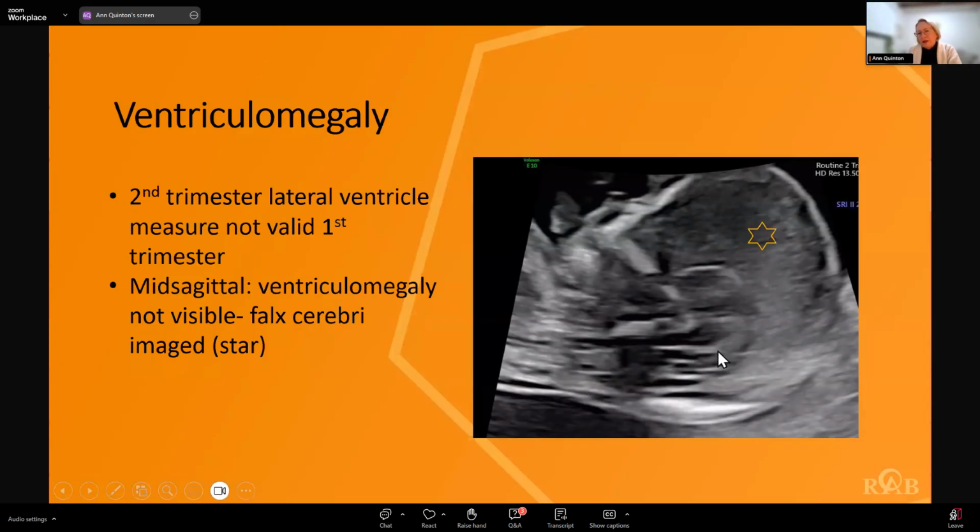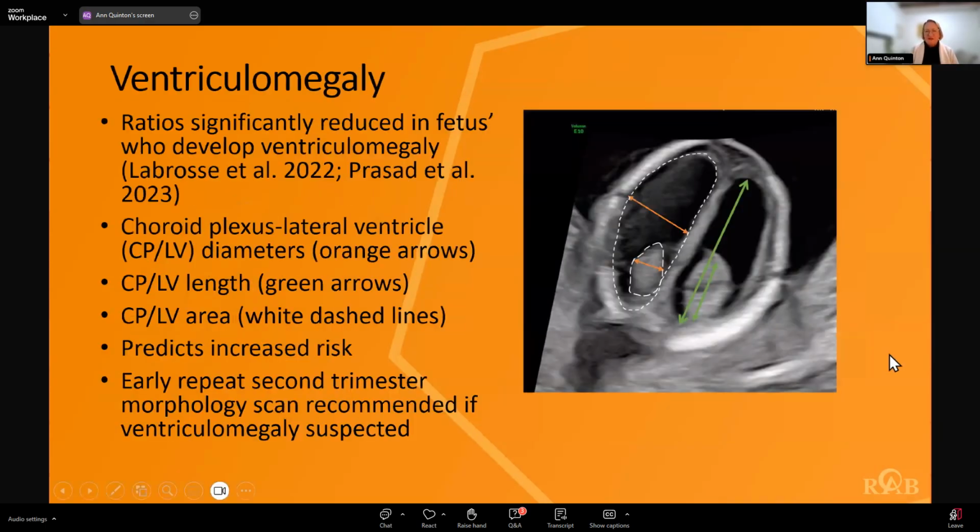You look at the midline of this brain, and it's quite messy, and this is because this fetus had ventriculomegaly, and it was caused from ganglionic eminence cavitations, which I am not going to go into today. But this is the same brain. So this is a first trimester fetus with ventriculomegaly. And what they've shown is that the ratios of the size of the ventricle to the choroid plexus is reduced in fetuses who later go on to develop ventriculomegaly.